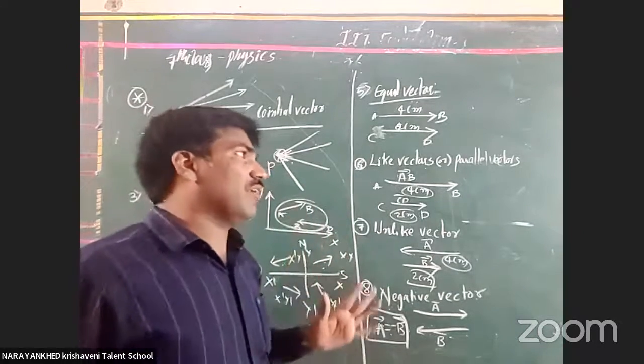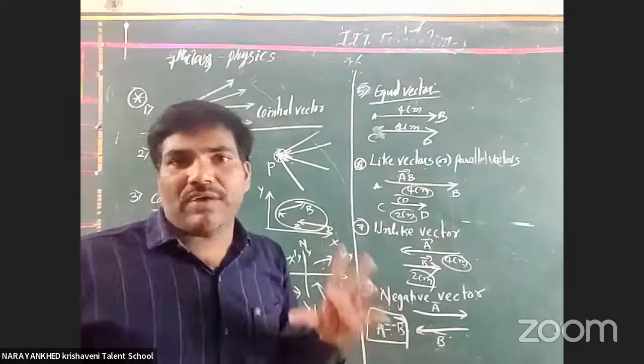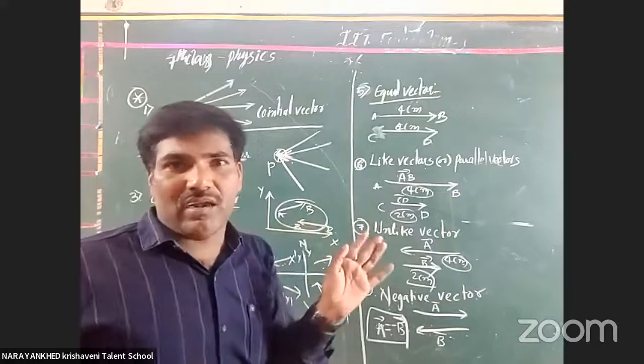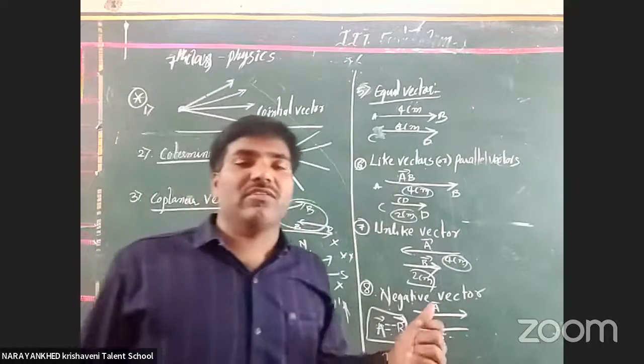Like vectors are parallel vectors. When the two vectors do not contain any angle, the angle between one vector and the other vector is 0 degrees.